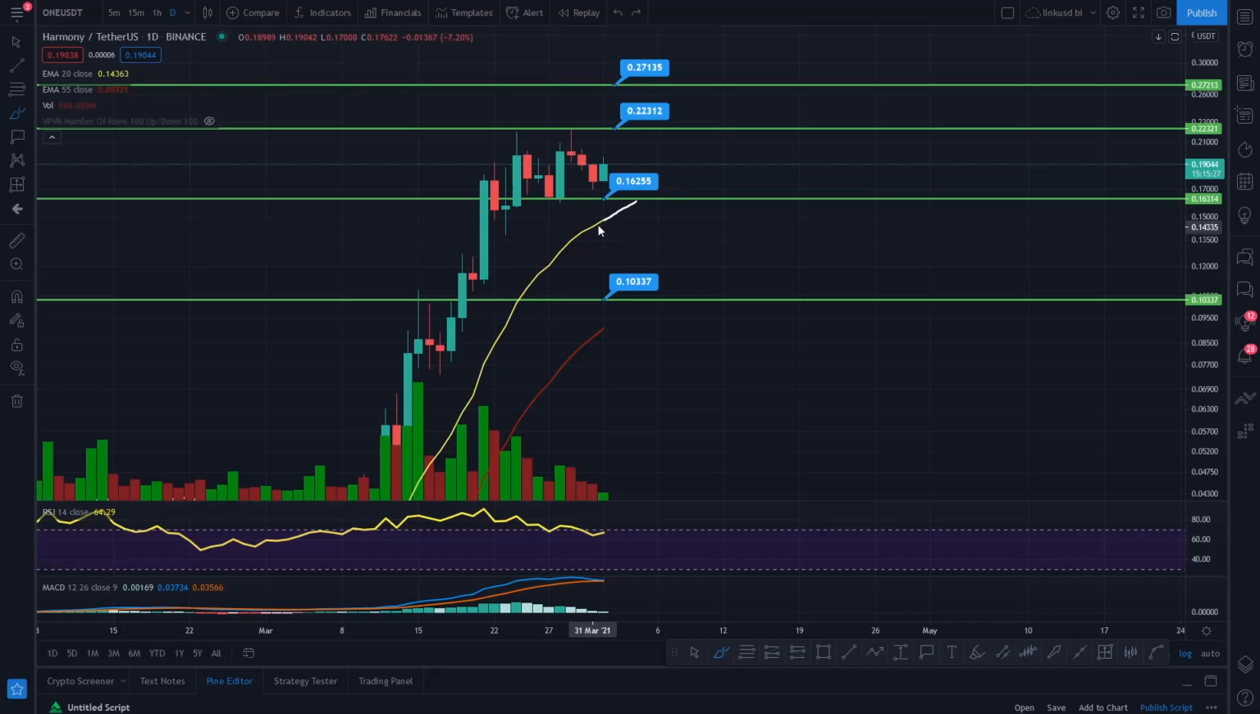But what you're looking at here, in my opinion, is a 20 EMA retest on the daily time frame, where the yellow line is slowly creeping up like that. It's coming up to the price, and you'll potentially see the price backtest it as a level of support before marching on and making these highs for Harmony. So that's a daily update.